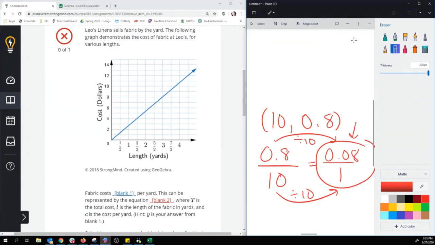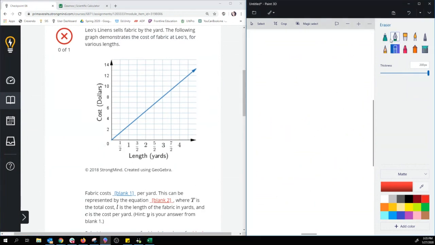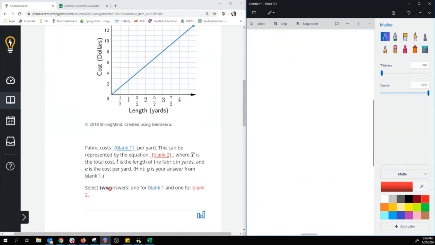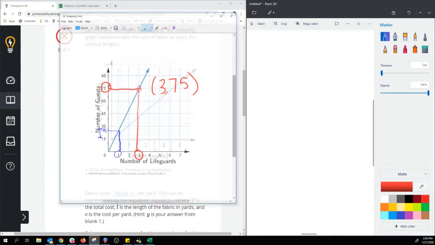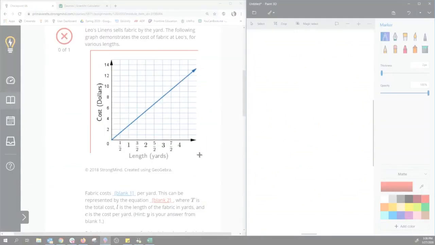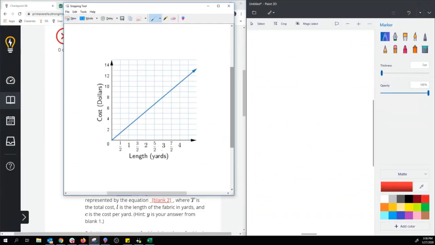So our next one. So this graph is talking about the length of yards of fabric for cost per dollars. The first blank wants us to figure out how much it costs per yard. So on this one, if I look here, this one we can kind of guesstimate, and it's actually not that bad to guesstimate. Remember, when we're using a graph, we're looking for where x is 1. So if I follow this up and then bring it over, it looks like that point is in between 2 and 4, right?